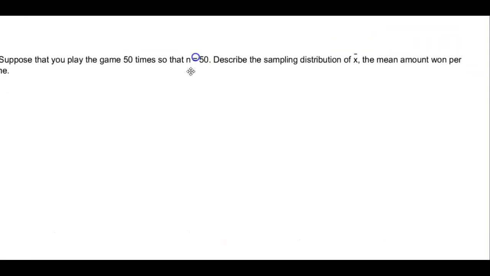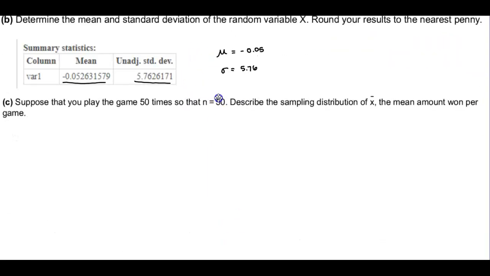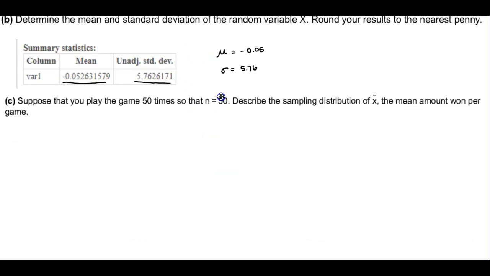Okay, now, the next question states that suppose you play the game 50 times, so that n is equal to 50. Describe the sampling distribution of the sample mean and the mean amount won per game. So what we need to do is find the mean and the standard deviation of the sampling distribution.